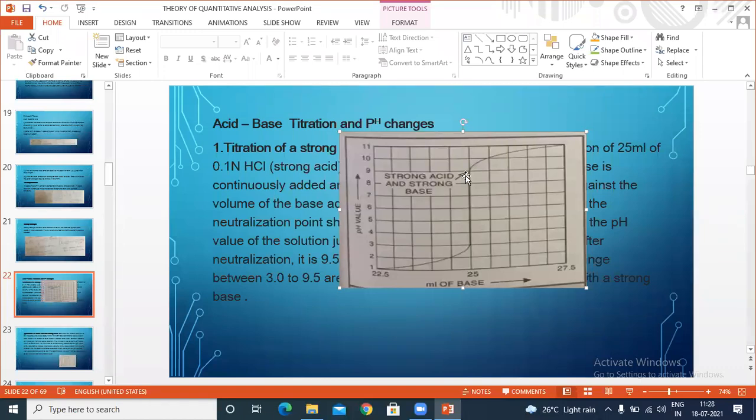Once it reaches around 9.5, it immediately starts increasing. That is nothing but the base, which we can observe from this point itself. So the pH range of a strong acid versus a strong base is from 3 to 9.5. Whatever indicator can work in that range, we have to use it, whether it may be methyl orange or phenolphthalein. Methyl orange works from 3.3 to 4.5, and phenolphthalein from 8.5 to 9.5 or around 10. So both can work for strong acid versus strong base.